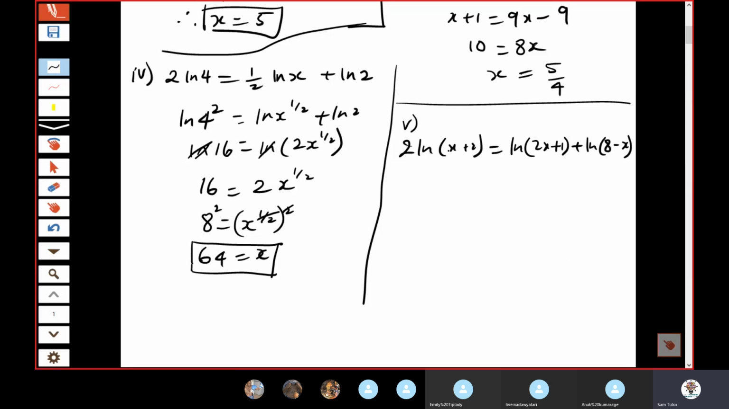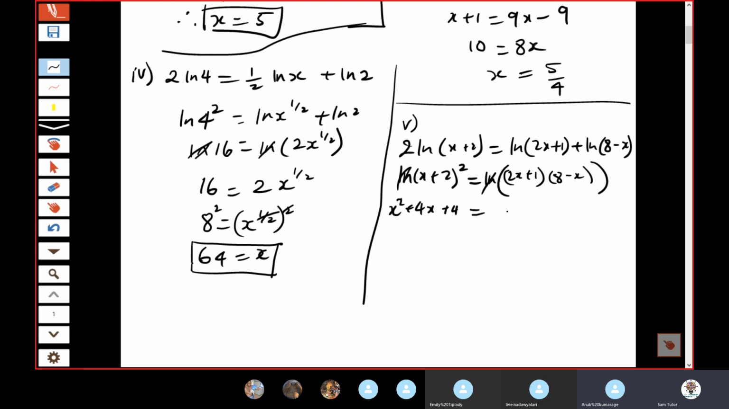Okay. Who wants to try to do this with me? Yeah, I'll go. So you'd square the x plus 2, and then you'd go ln bracket 2x plus 1 times 8 minus x. Then your ln's cancel out, and then you expand and simplify, and you should get a quadratic.